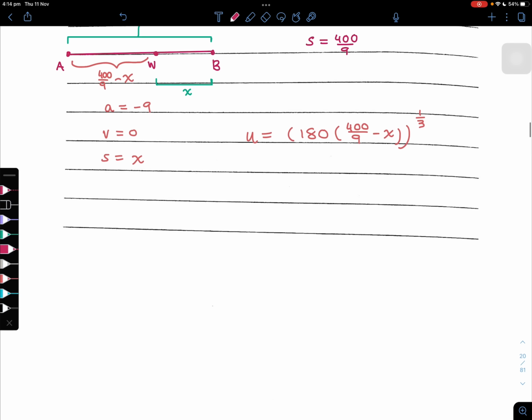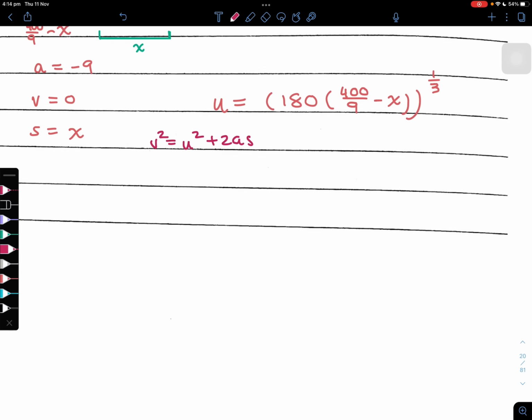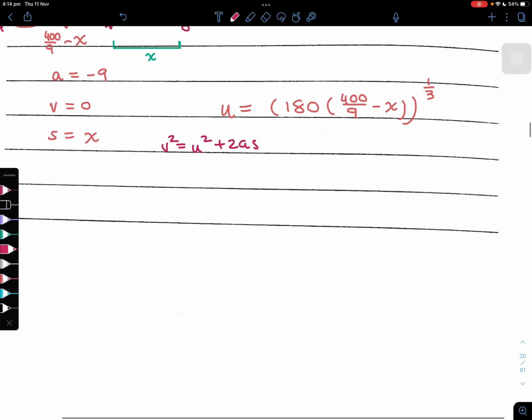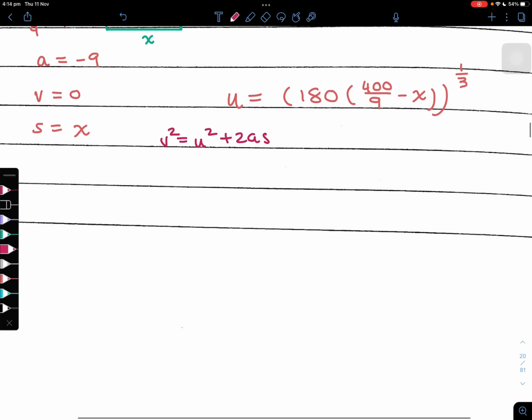And the fact that we know that means that we can actually use one of our constant acceleration formulas, which is v squared is equal to u squared plus 2as, I believe. Right? Yeah. Because we don't know what our displacement is after that point. So we can go, our final velocity is 0. 0 squared is 0. Our initial velocity is what we found here.